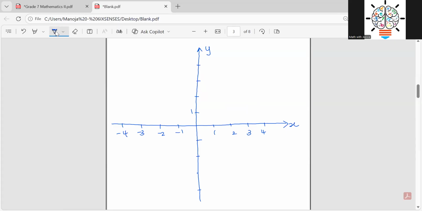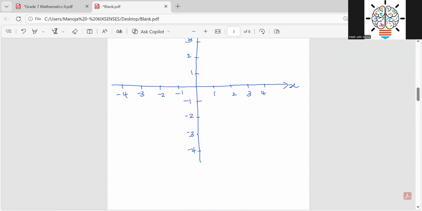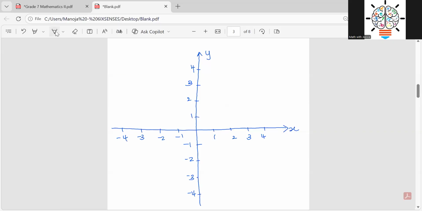And then here you have 1, 2, 3, 4, -1, -2, -3, -4. -2, comma, can you remember the first one? -2, comma, -4. So then now I'm going to mark -2, comma, -4. So then I mark this. -1, comma, 2. 0, comma, 0. 1, comma, 2. Then 2, comma, 4.